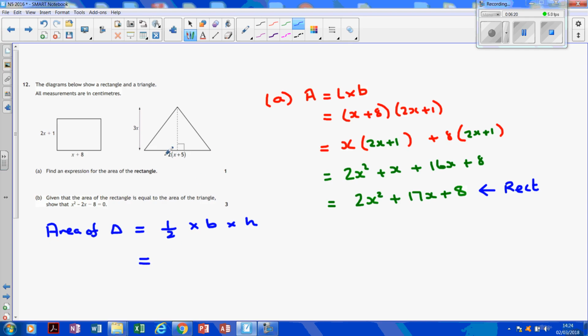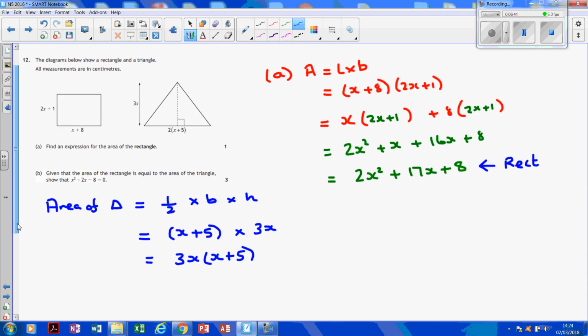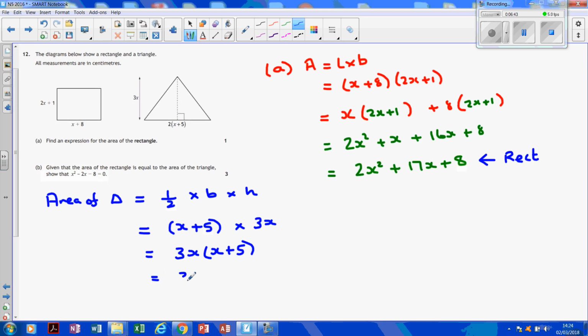Now for the half times the base, there's the base. The base is two lots of that thing. So half of that is going to be one lot. So it's going to be x plus 5. And I've got to multiply that by the height of that triangle. And the height of that triangle is 3x. Now it's easier to pull the 3x to the front and miss out your multiplication sign. And it can be written as that. So that means that the area of that triangle then is equal to 3x squared plus 15x's.